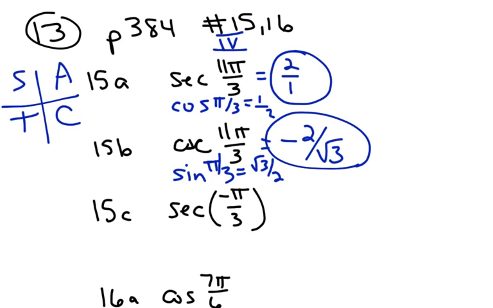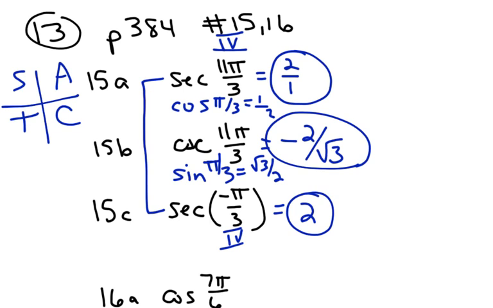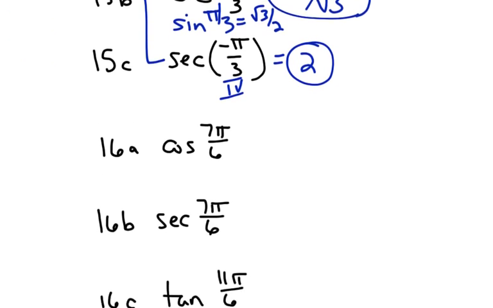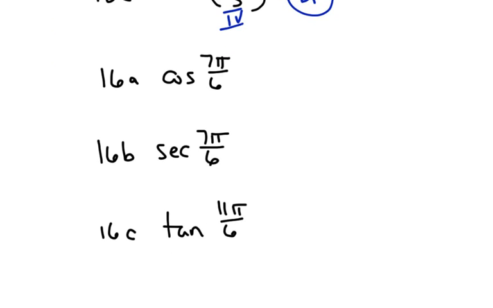In part C, the secant of negative pi over 3. Guess what? Negative pi over 3 is also in quadrant 4. So it must be the same answer as the secant of 11 pi over 3. So the answer must be 2. All right, let's do this again with 7 pi over 6.